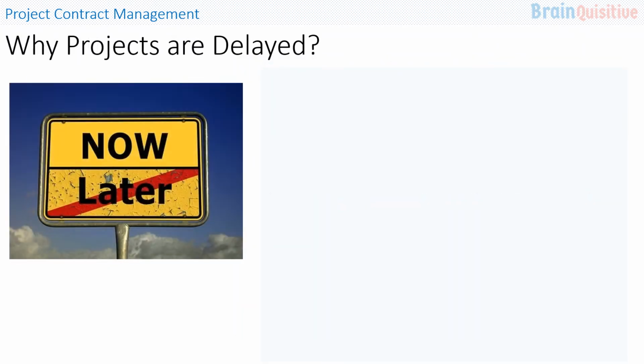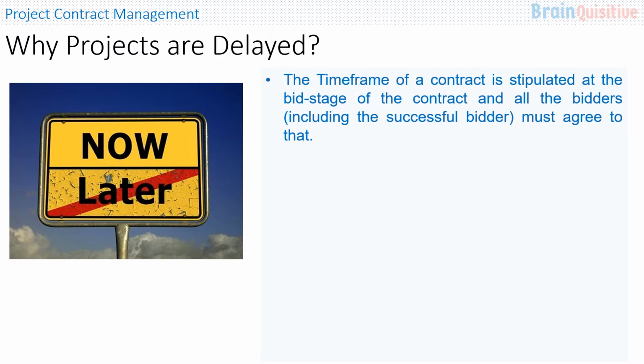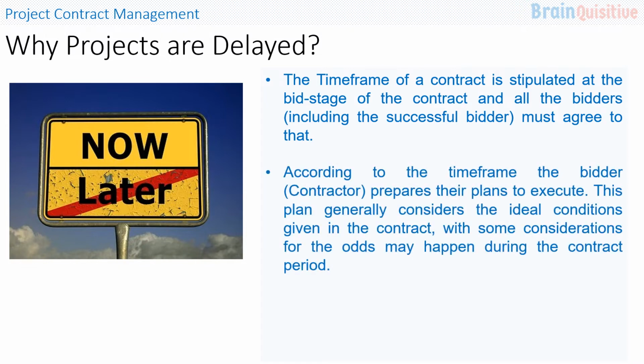Now let us understand why projects are delayed. The time frame of a contract is stipulated at the bid stage of the contract, and all the bidders, including the successful one, must agree to that to qualify for that contract. According to the time frame, the bidder, who is the contractor, prepares a plan to execute.